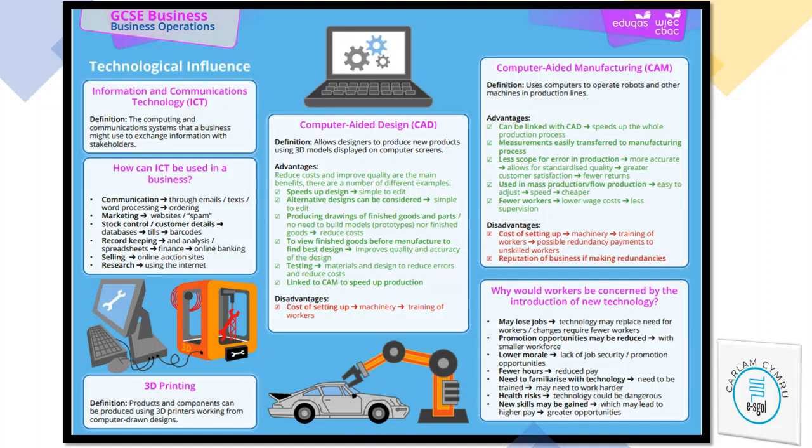We've got CAD. So CAD allows designers to produce new products, 3D models displayed on computer screens. So this is great for speeding up design. Alternative design can be explored, and it's not going to cost anything to make it. You can produce drawings of finished goods and parts. You can view finished goods before it's manufactured. Testing, you can link to CAM, which is computer aided manufacturing. And then you've got cost of setting up machinery as a disadvantage. Machinery, training workers and things like that.